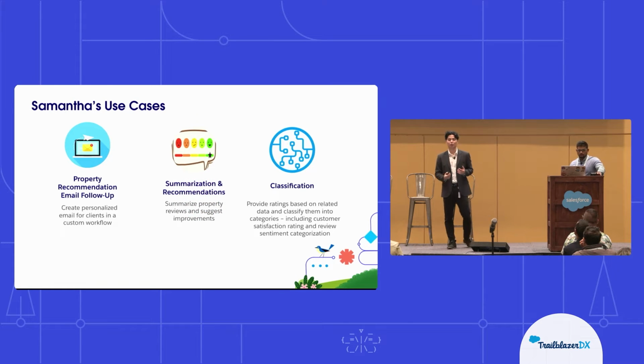Well, for one, Samantha wants to be able to streamline her email follow-up process. Currently, she has to do this manually. She's on the phone with her clients, and it takes a lot of time to be able to perform her tasks and ensure they're high quality.